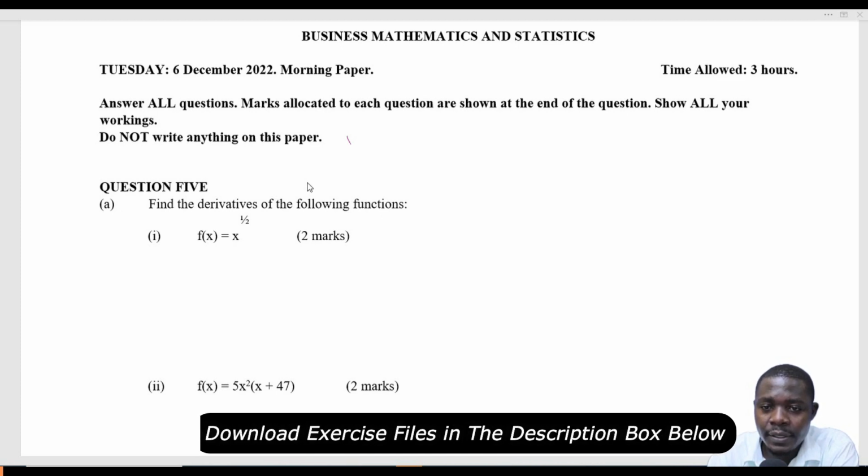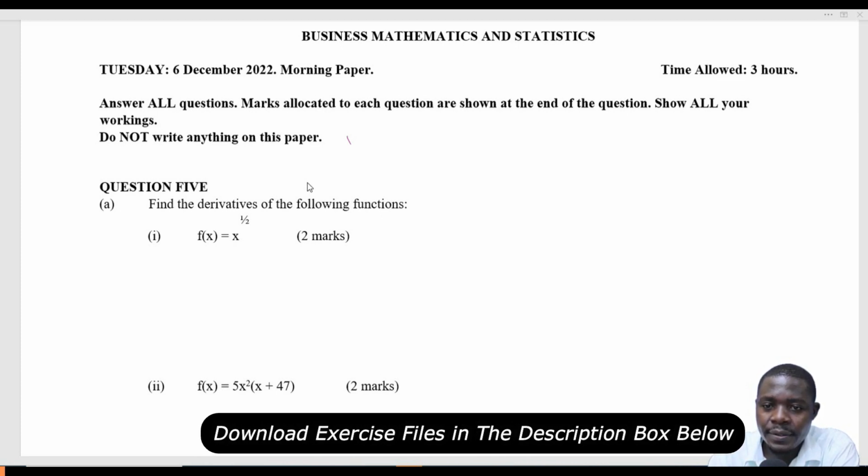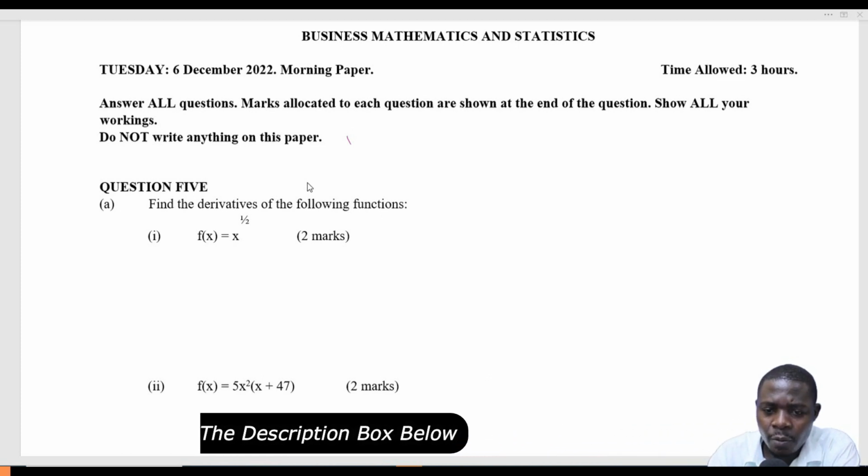We are looking at question number 5 of December 2022. It is asking to find the derivative of the following function. In this case, we have two functions. We have f of x, meaning we have to find the derivative of x raised to power a half. And then in Roman 2, we have 5x squared into x plus 47. Each of these questions will have been awarded 2 marks.